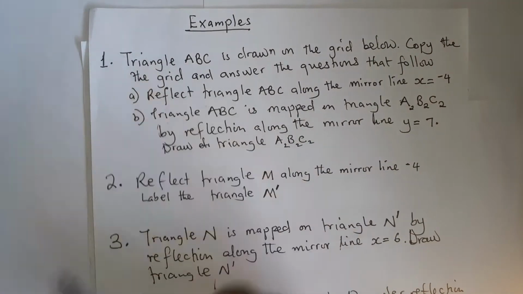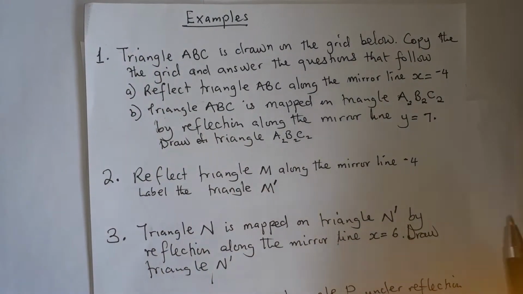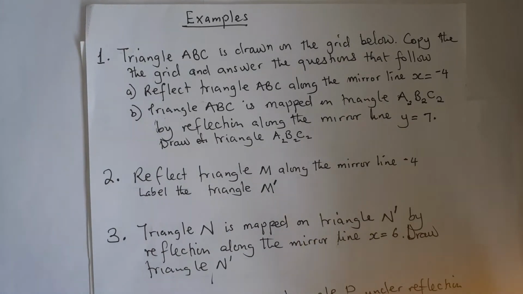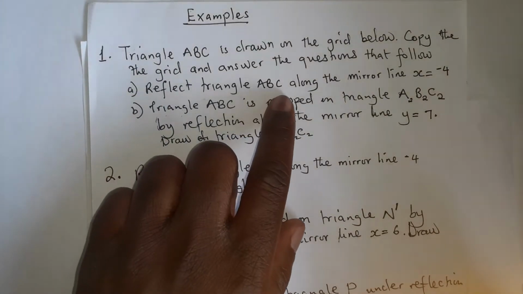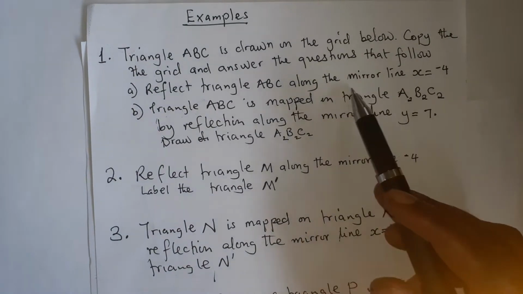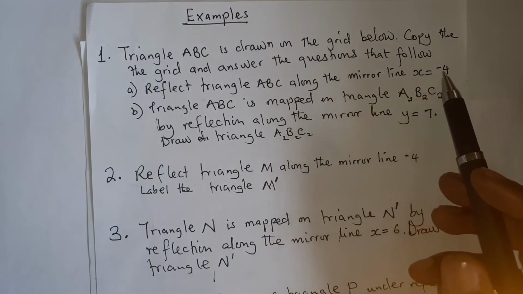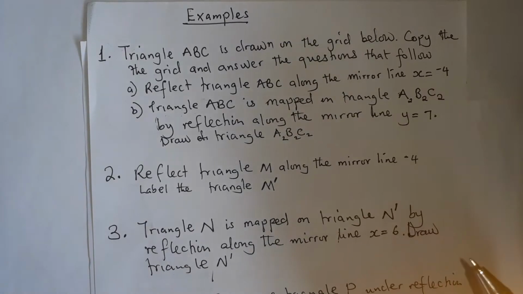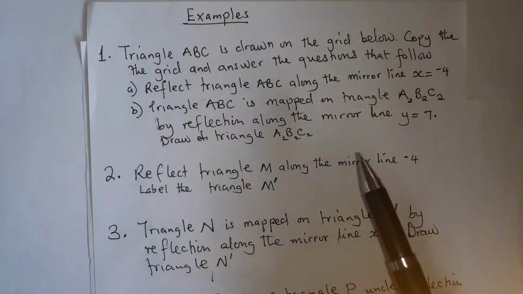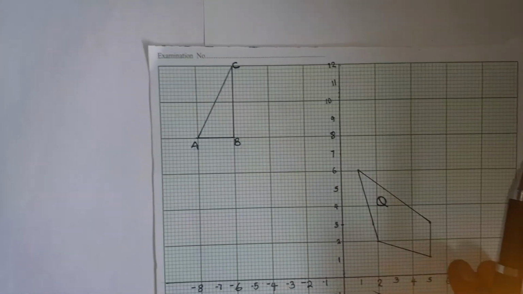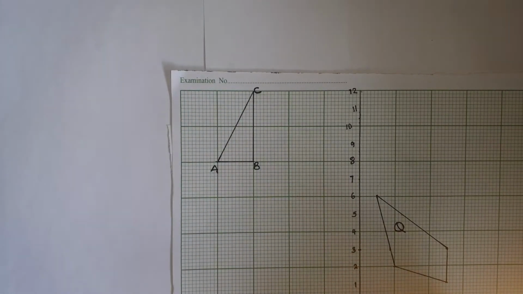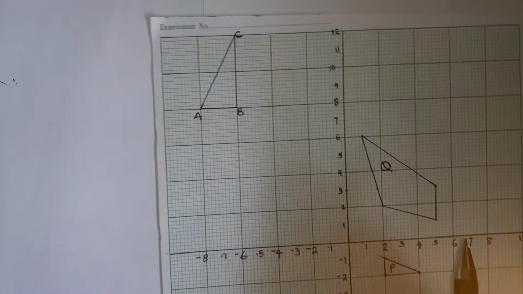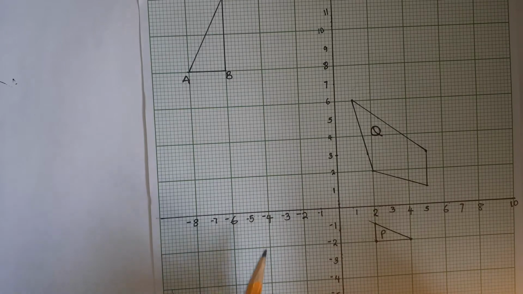Now we can come to the questions. Triangle ABC is drawn on the grid. Copy the grid and answer the questions that follow. The first question is: reflect triangle ABC along the mirror line x = -4. In other words, we want to find the image of ABC, where our mirror line is x = -4, which is this one here.